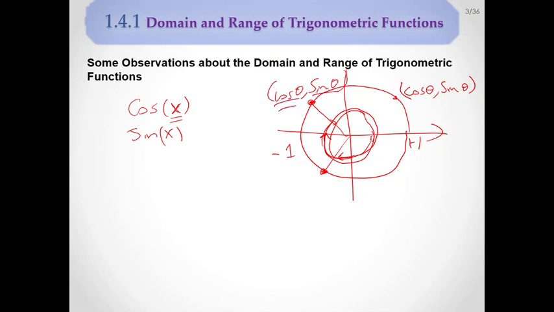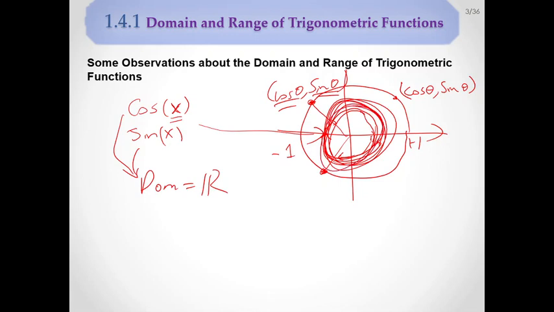So for cosine and sine of x, all x values are okay for them. The domain is all real numbers. And all x values are accepted because we can draw all x's as the angles here by multiple turns, multiple rotations, or the other way for the negative angles.